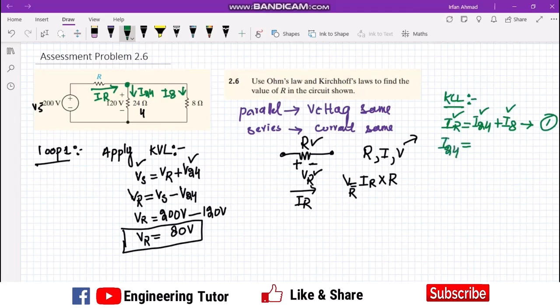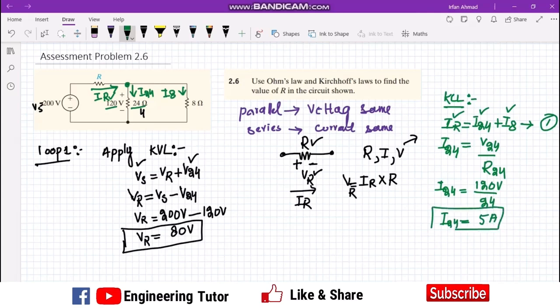To find the value of I24, we need V24 divided by R24. Do we have it? Yes, we have it. This is 120 volts, this is 24 ohm. So I24 is equal to 120 volts divided by 24, which gives me 5 amperes. This is the answer of this quantity. Let me say it is equation number 2.